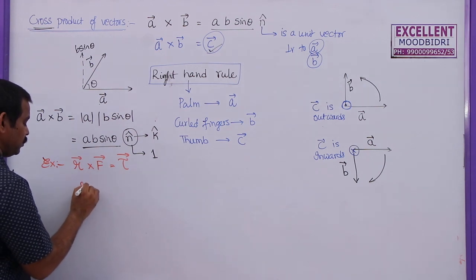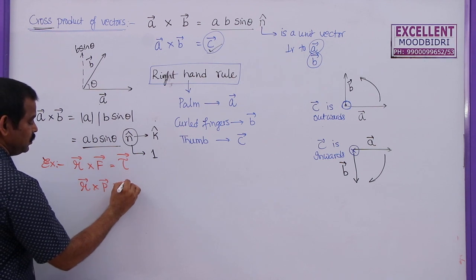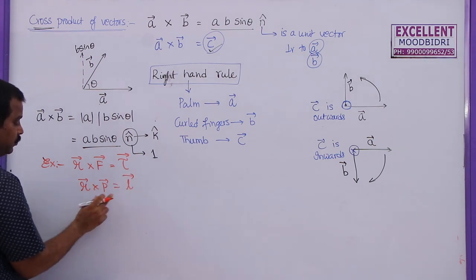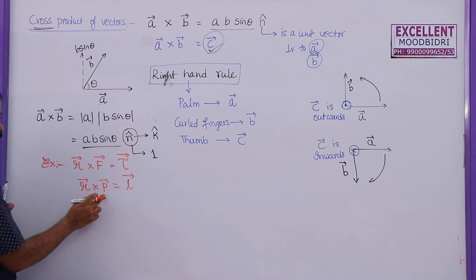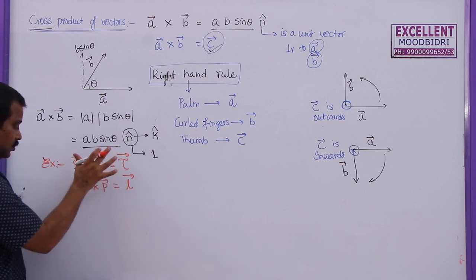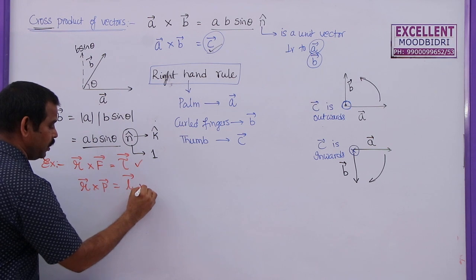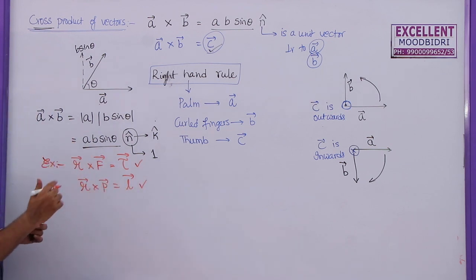Now you can write R bar cross P bar is equal to L bar. This is a position vector, this is a linear momentum. If you multiply these two vectors, you are going to get angular momentum. So, these are some of the examples. We will learn about torque and angular momentum in detail in this lesson.